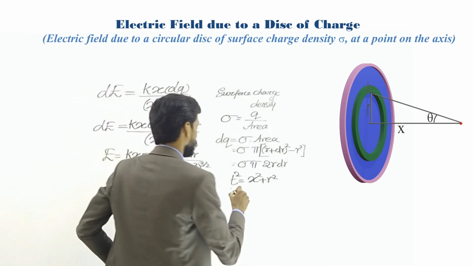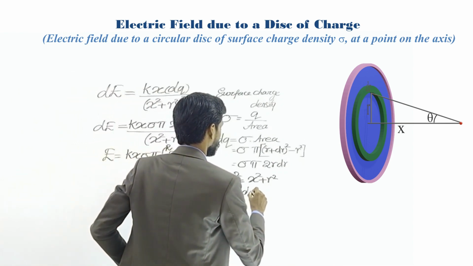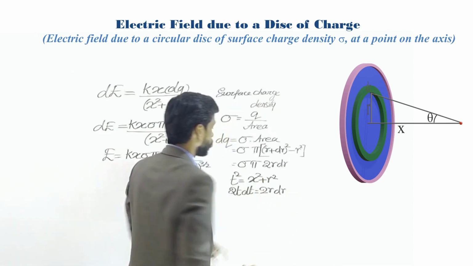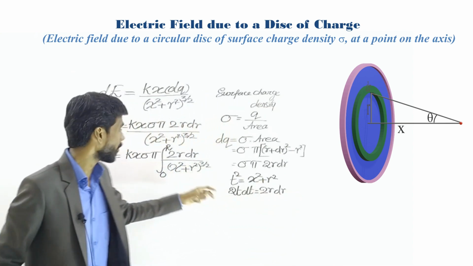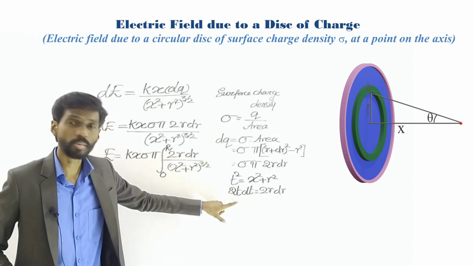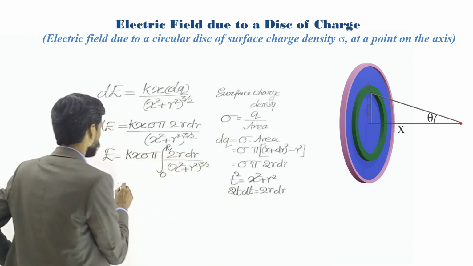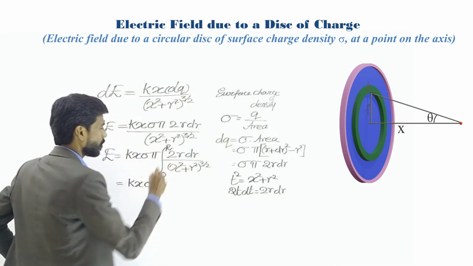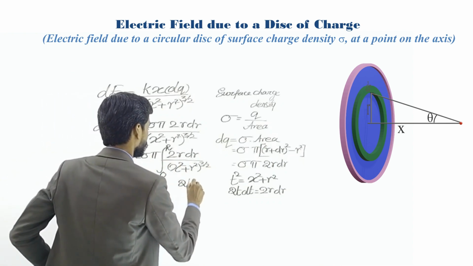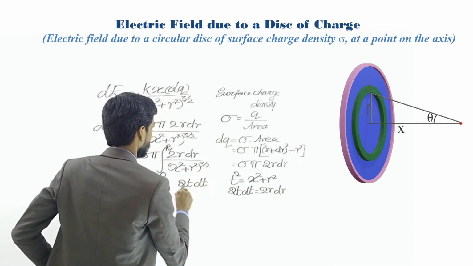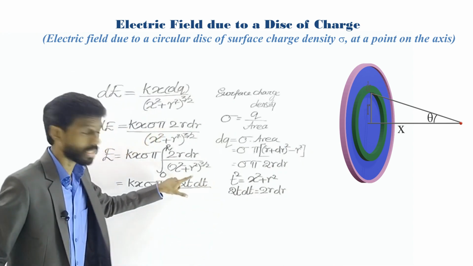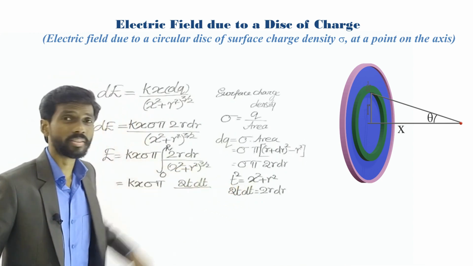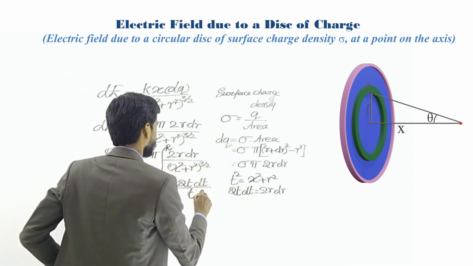So what is the derivative? This is 2t dt. That equals, this is a constant, so 2r dr. So 2r dr equals 2t dt. We already have 2r dr, so that can be replaced by 2t dt. So this integration will now become k x sigma pi times 2t dt divided by, this value x squared plus r squared, that's what we have taken as t squared, so t squared to the power 3 by 2, that is t cube.